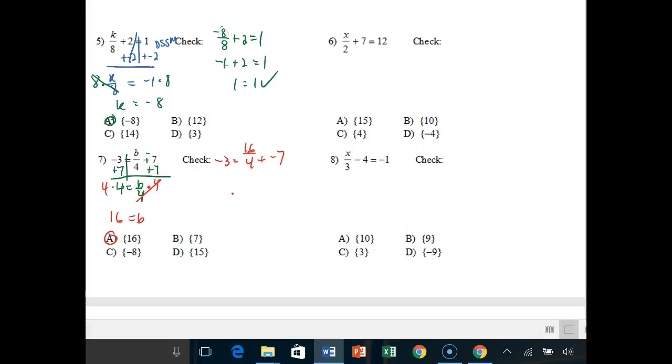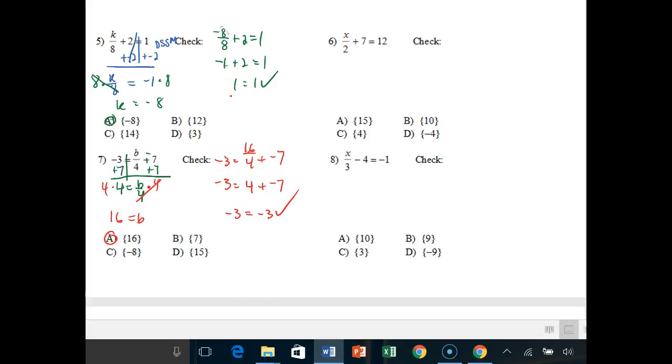If you don't copy the equation exactly as it was originally, except just replacing the variable, you will mess up some of the math. So negative 3 is equal to 16 divided by 4 is 4, plus negative 7. And you're asking yourself, is 4 plus negative 7 really negative 3? And it is. Right? This is a very useful step.